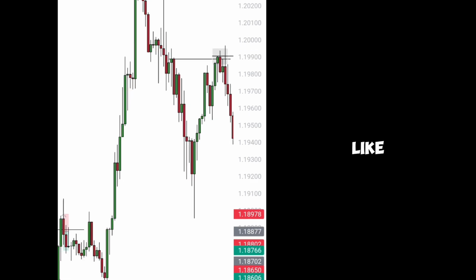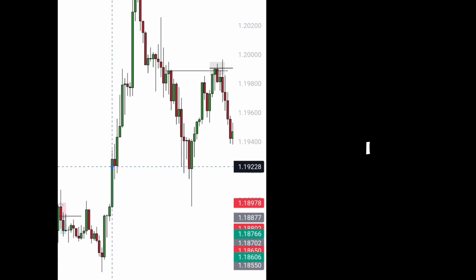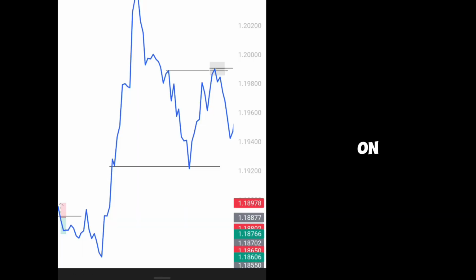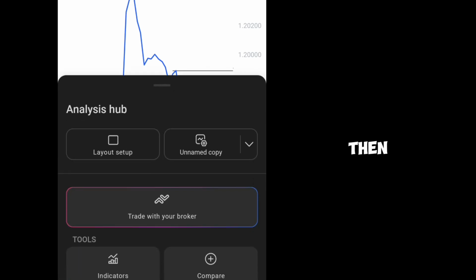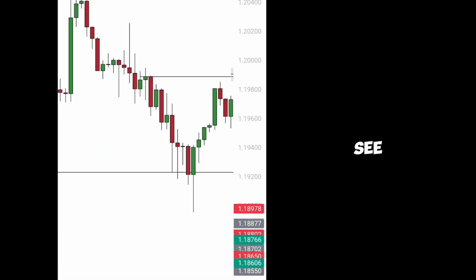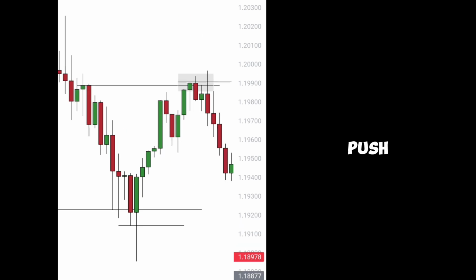Let me see if there's any like that. So this here is a support area. I think that will be clear on a line chart. We can see that this is a very clear support area, and then when you come into the candlestick, you would see that the market took out this area right there, and then we start seeing a push to the upside.